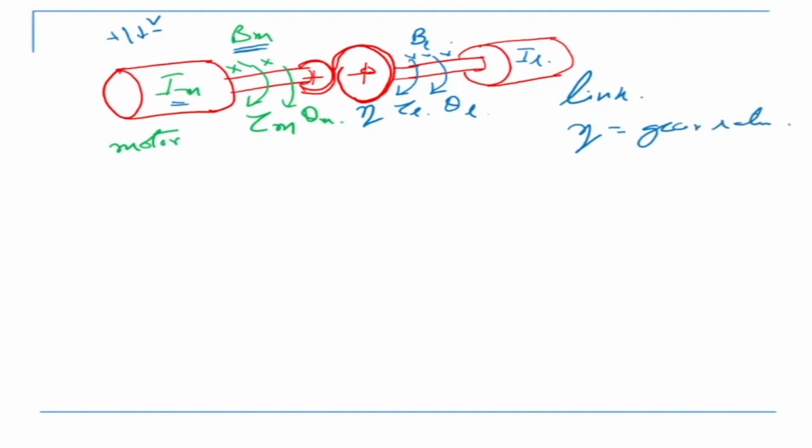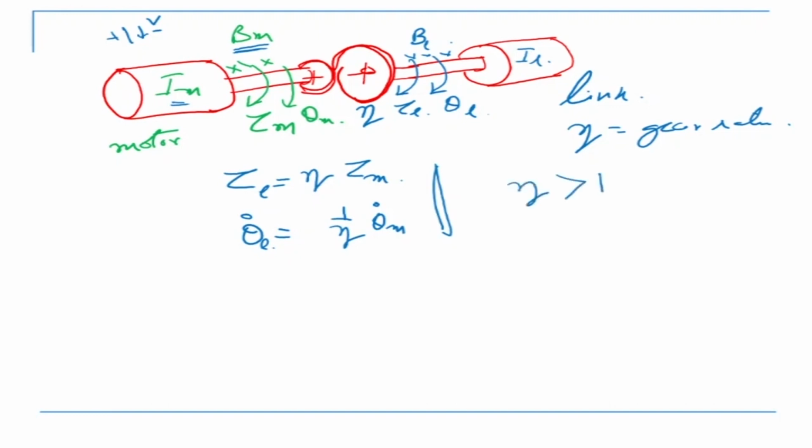So there is a relation that tau L is equal to zeta times tau m. On the load side, the torque increases because there is a gear, and the load velocity in terms of the motor velocity is equal to 1 by zeta into theta m dot. So these two things happen because there is a gearbox: the torque increases on the load side, and the speed decreases, with gear ratio zeta, and zeta is greater than 1.